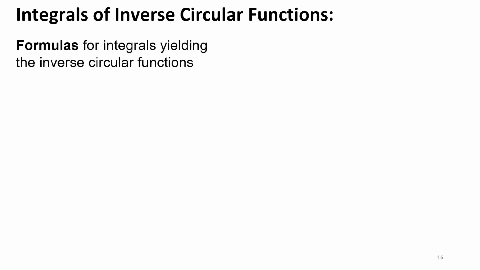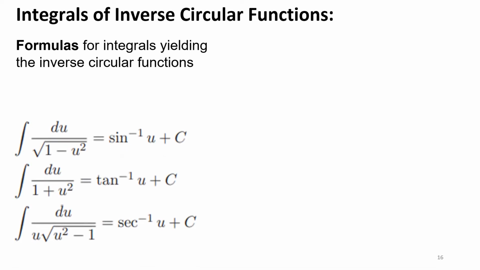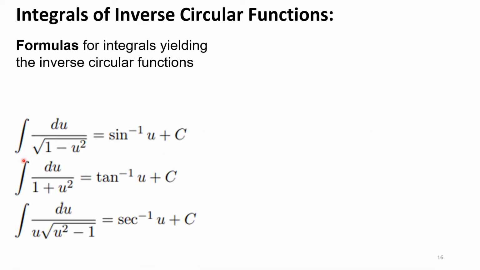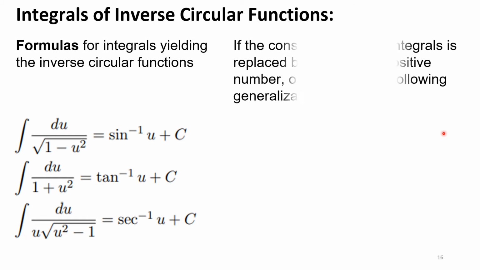How about the integrals of inverse circular functions? The formulas for integrals yielding the inverse circular functions are given as follows. The integral of du over the square root of 1 minus u squared is equal to sine inverse of u plus c. The integral of du over 1 plus u squared is tangent inverse of u plus c. And the integral of du over u times the square root of u squared minus 1 is equal to secant inverse of u plus c.